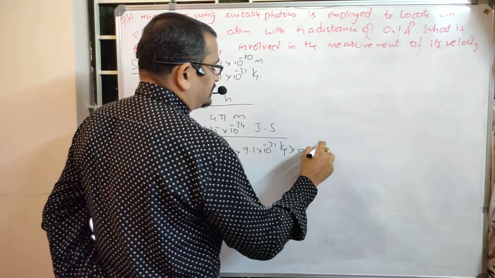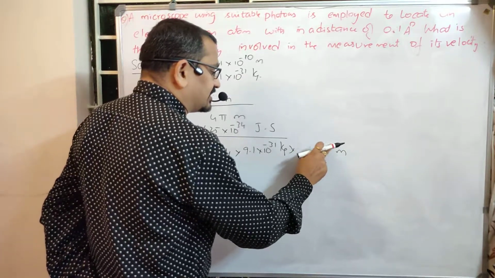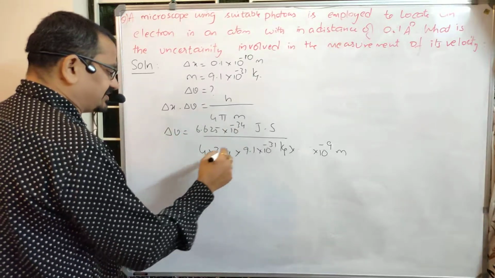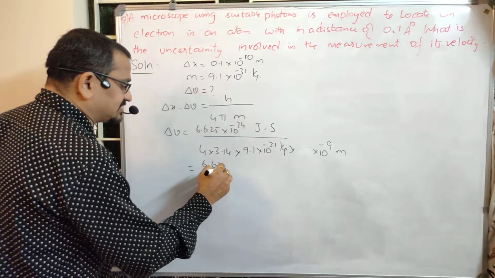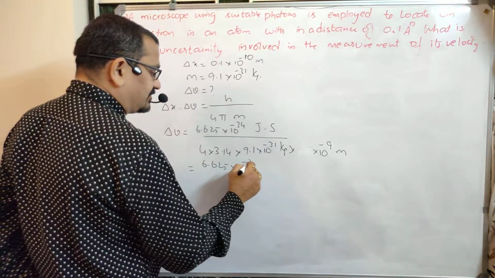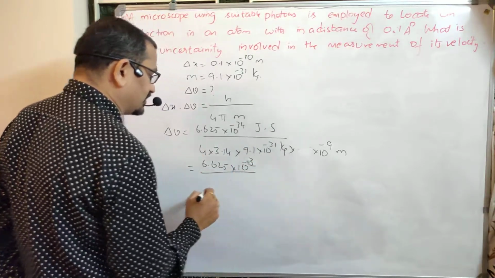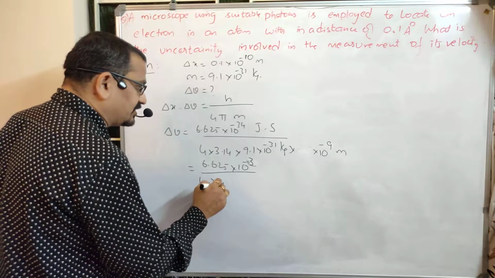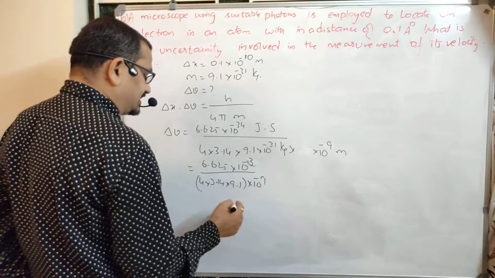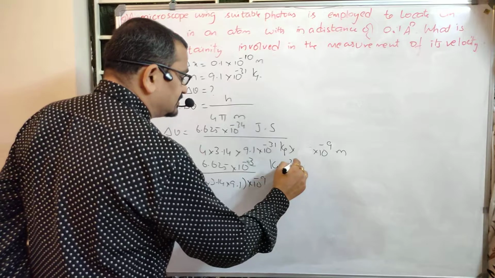0.1 into 10 power minus 10 meters. So on cancellation, it is 10 power minus 9 meters, right? On substitution and calculating everything, it is 6.625 into 10 power minus 34, 10 power minus 3 suppose cancel, over 4 into 3.14 into 9.1 into 10 power minus 9. On simplification, this is joule, which means kg meter square second inverse square.